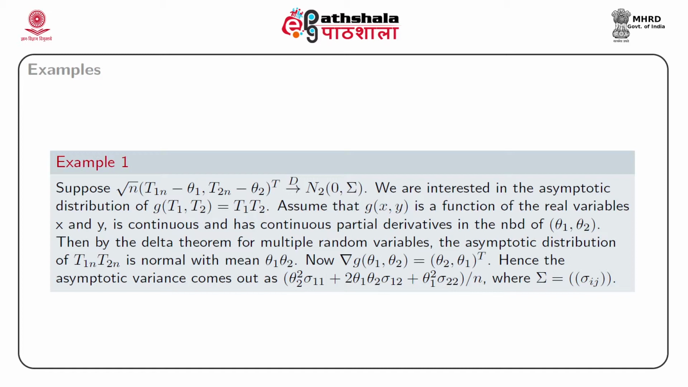Then by the delta theorem for multiple random variables, the asymptotic distribution of the product T_1n T_2n is normal with mean theta_1 theta_2. Now the gradient vector of G evaluated at (theta_1, theta_2) is nothing but a two component vector with first component theta_2 and second component theta_1, and hence after a little bit of algebra, the asymptotic variance comes out as theta_2 squared multiplied by sigma_11 plus 2 theta_1 theta_2 multiplied by sigma_12 plus theta_1 squared multiplied by sigma_22, the whole thing divided by n, where sigma_ij are the elements of the original dispersion matrix sigma.